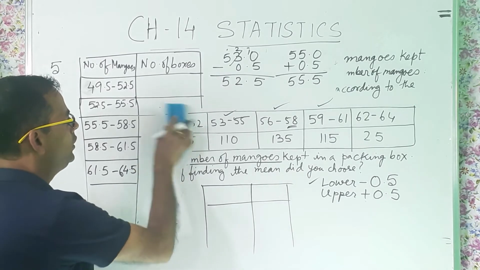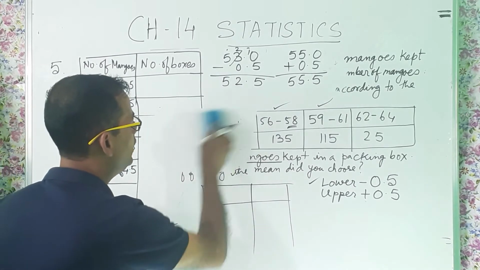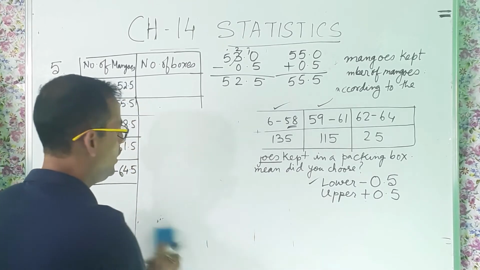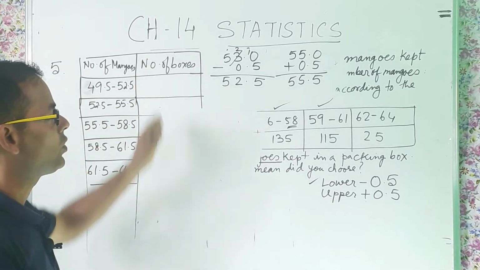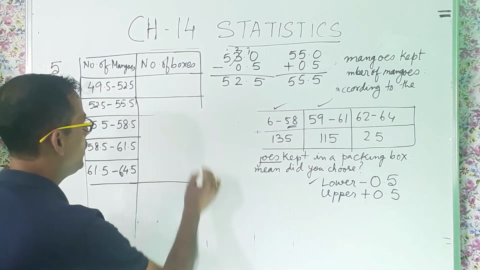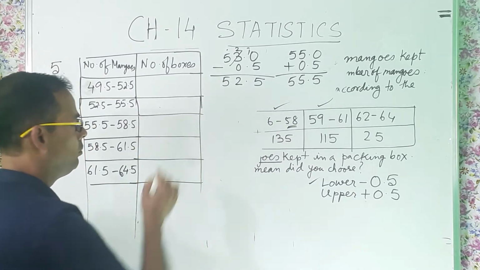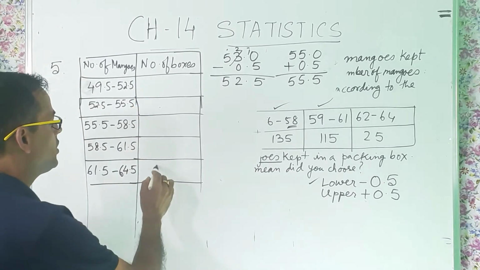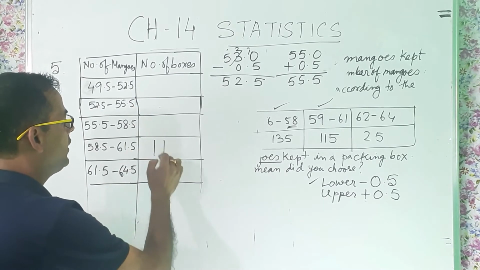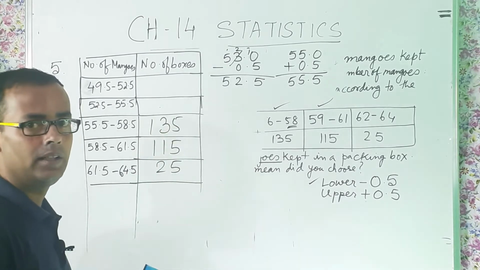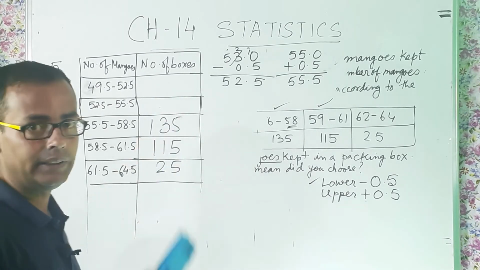Now we will write the values, the number of boxes. What it is told, let us see, number of value means number of boxes. This was 25, this was 115, this is 135. Okay. So you also go on writing.